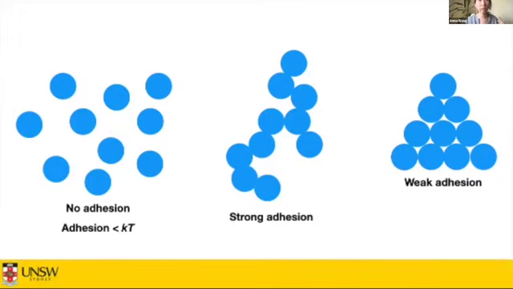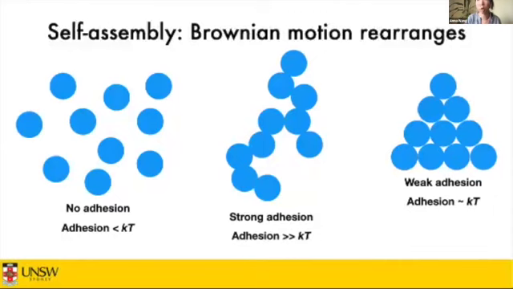So if the adhesion between two cells is weaker than the thermal energy kT, then nothing sticks, because the thermal fluctuations win. If the adhesion is much stronger than kT, then thermal fluctuations don't really matter. If two things collide, they will stick to each other. And this Goldilocks zone is when the adhesion strength is about order kT. And that means these rearrangements are possible.